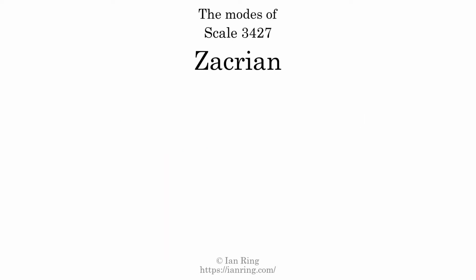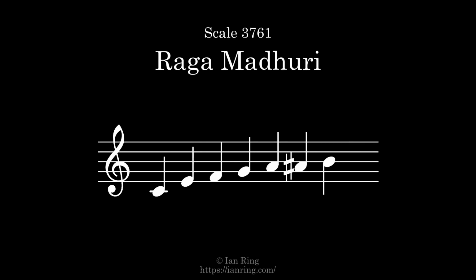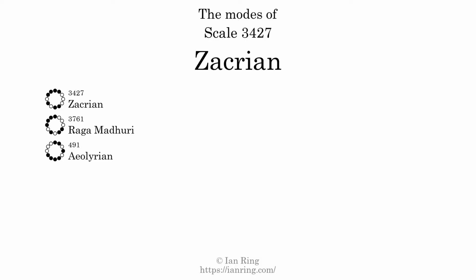This scale has 7 modes. The first mode is itself. The second mode is scale 3761, also known as Ragamaturi. It sounds like this. The third mode is scale 491, also known as Zacrian. It sounds like this.